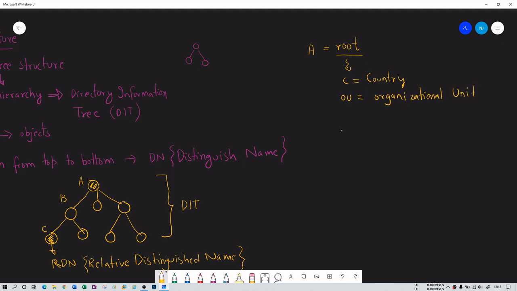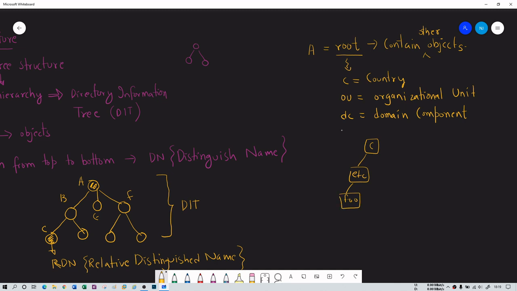Just give me a second. Another thing, you can also have DC. DC is a domain component. There are actually many such naming conventions, and you can find these naming conventions on the internet as well. But these are some of the roots which contain other objects. So root contains other objects such as A. A contains B, and it also contains maybe E or maybe F. It's easy to understand, right? So if this is C, and it is connected to etc, and etc is connected to foo, likewise, I hope it's easy to understand that this C is nothing but our root, all right?